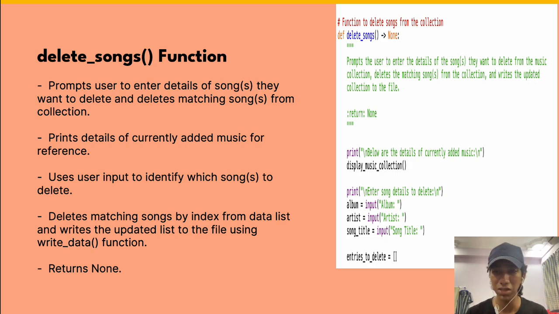If multiple matching songs are found, the function prompts the user to select which songs to delete. If the user selects to delete all matching songs, the function loops through the entries to delete list in reverse order to avoid index errors and deletes each song from the data list using the pop method with the index of the song to be deleted. If the user selects to delete only one song, the function deletes the selected song from the data list using the pop method with the index of the song to be deleted. The function calls the write data function to write the updated data list to the file. And lastly, the function returns none as well.